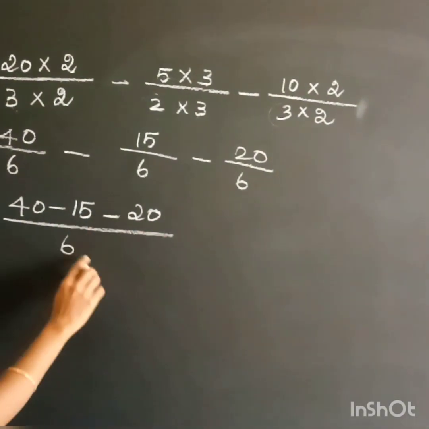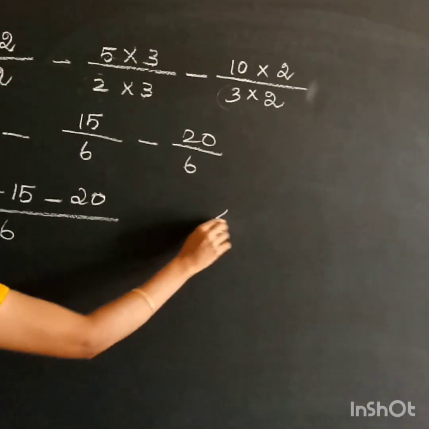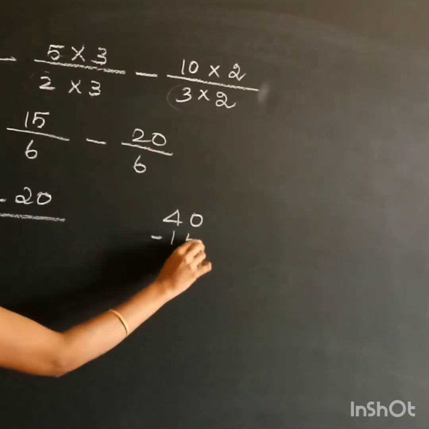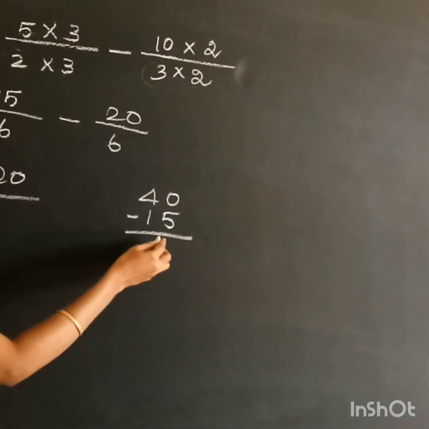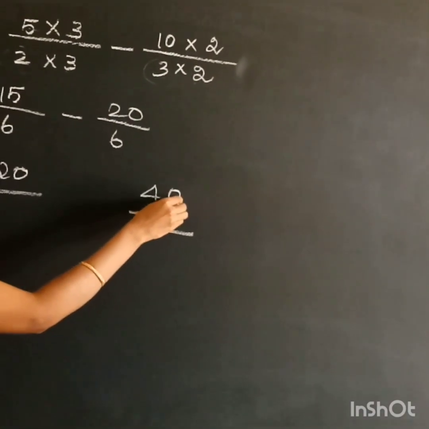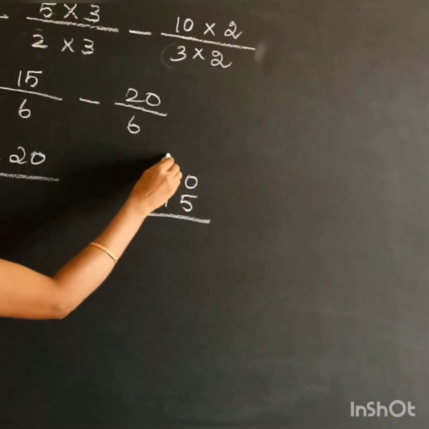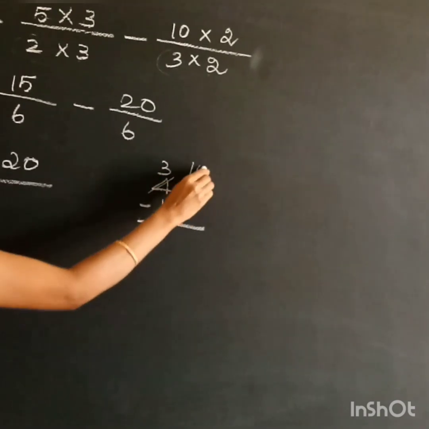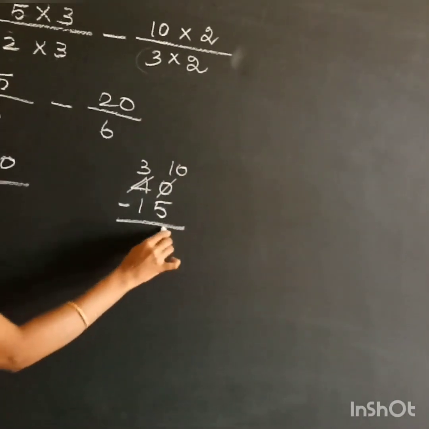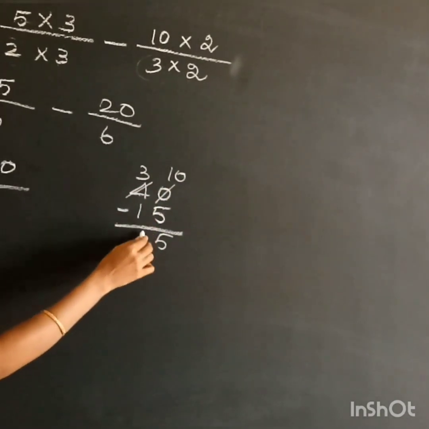How do you subtract this? First 40 minus 15. How do you subtract? Here 0 is smaller as compared to 5. So we have to borrow here from 4. 4 becomes 3. 0 becomes 10. 10 minus 5, 5. 3 minus 1, 2.